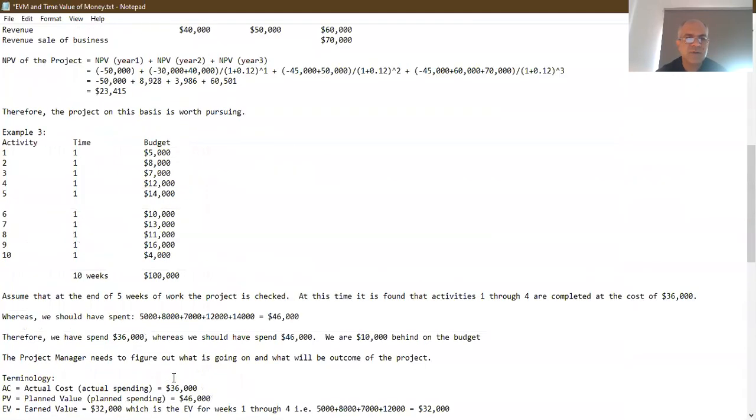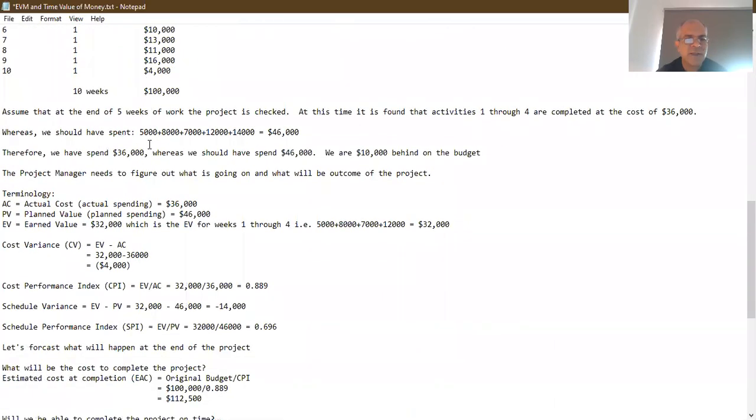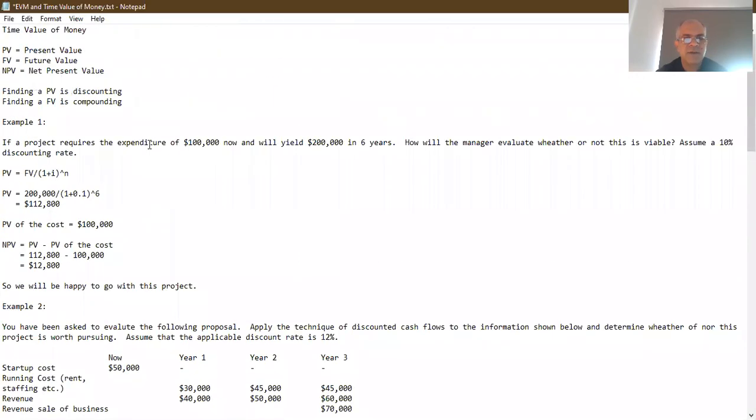Right? So these were just some examples of the time value of money and the earned value management. I hope they made some sense to you. I'll give you a sample example that you can then try out at home so you can get some practice on it.